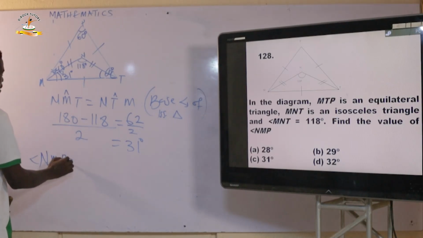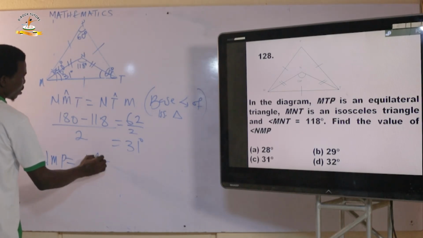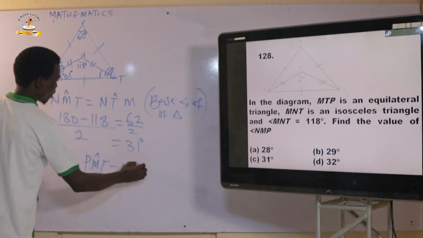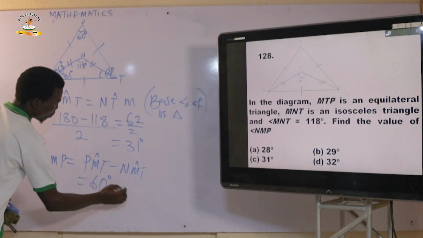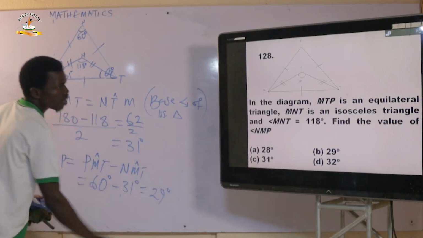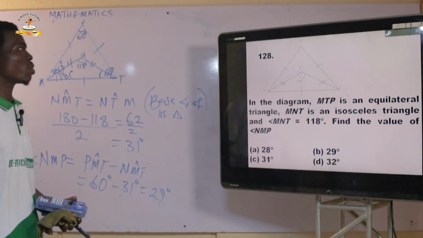So we say NMP is simply PMT minus NMT, which is 60 degrees minus 31 degrees. And this is simply 29 degrees. So the correct option is option B. Our next question.